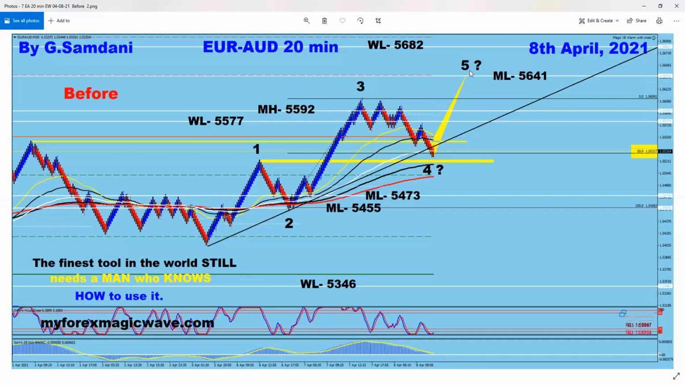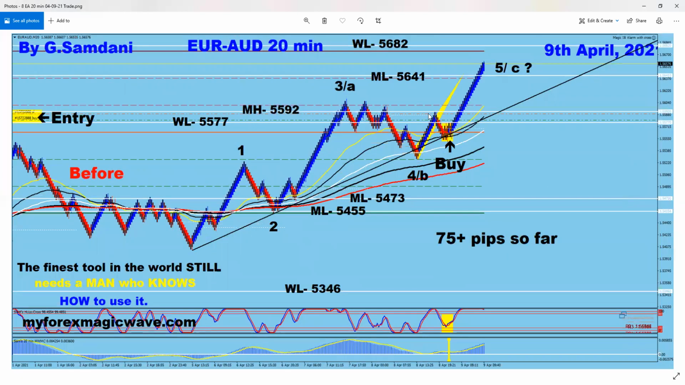Then get ready, and wave 5 is about to come. And this one from here to here, here's my entry. It went up, came down. Here's the entry here. Buy entry goes all the way there, and it is for 75 pips. So this is it. And now here I close the trade, and I posted.